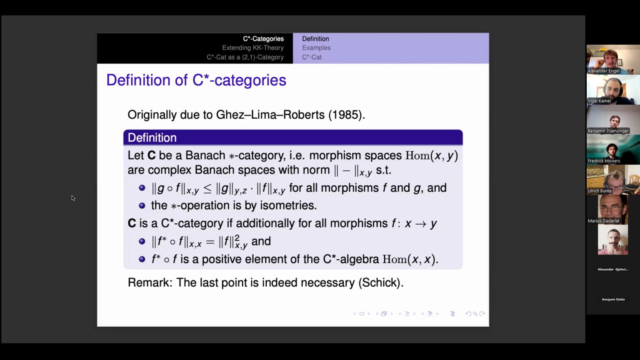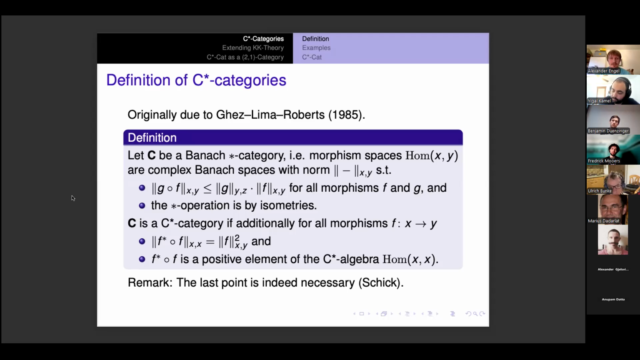And as I have written down here as a remark, this is really indeed needed. I mean, in the sense that there are examples of categories satisfying the first 3 points, but not the fourth. So we know that this really does not automatically follow from the other points. Okay, but so that's a C-star category. It's basically what you would expect, a direct generalization of C-star algebras.